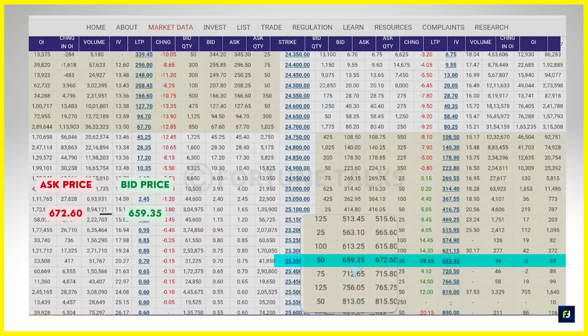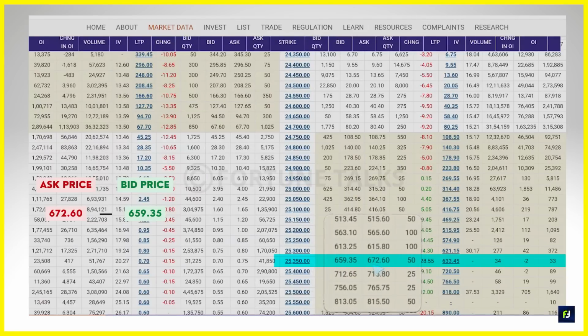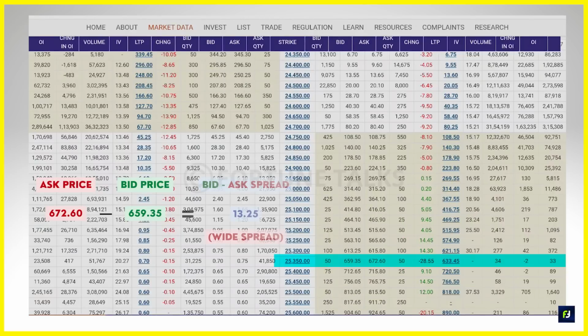The bid price of this strike is 659.35 rupees, while the ask price is 672.60 rupees. The spread in this case would be 13.25 rupees. This is a very wide bid ask spread. This wider spread can affect an investor's decision in several ways.